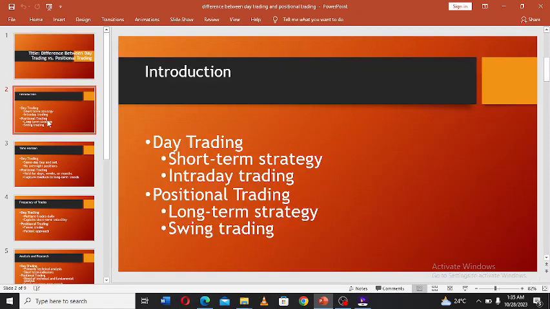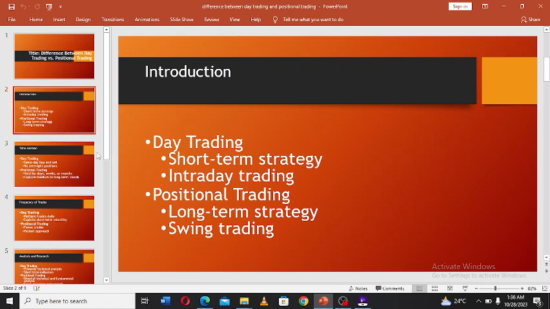Introduction: day trading and positional trading. What is day trading? Day trading is a short-term strategy. Short-term strategy means you trade within periods like 30 to 40 minutes, 1 hour, or 15 minutes. Those are short-term strategies. While positional trading is a long-term strategy that holds trades for a very long term.